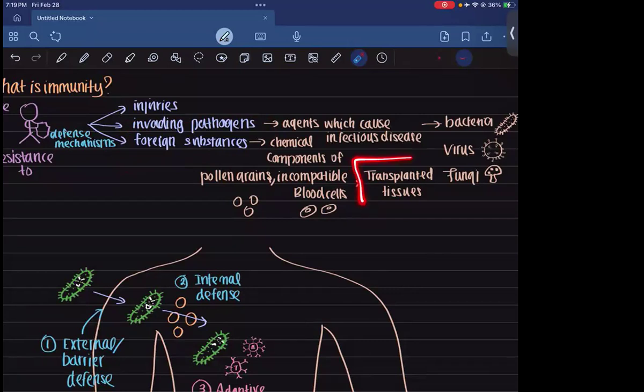And you have transplanted tissues. Transplanted tissues means, when you're having surgeries, you take tissues and organs from other people, right? Donors. When tissues or organs are transplanted from people who are not compatible with your body, there will be chemical components present in those tissues and organs. So they are going to act as a foreign substance to your body. Remember, not all of them, but if they are not compatible, they are going to be foreign to your body. So they come under foreign substances.